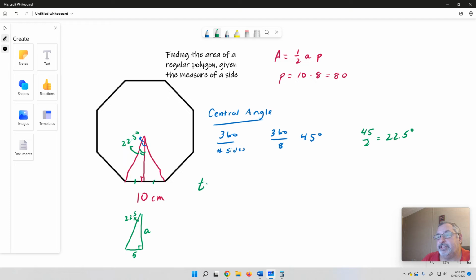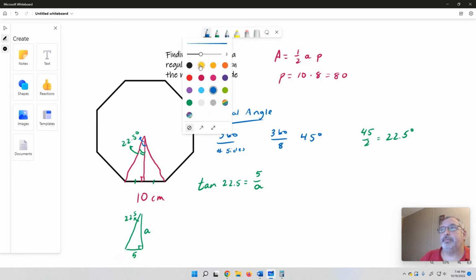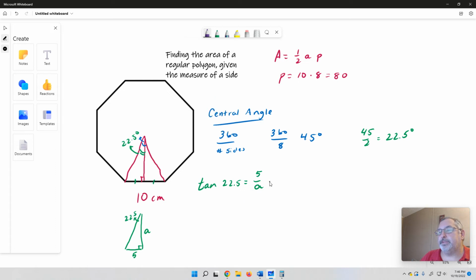This involves the tangent ratio, because tangent is opposite over adjacent. So this is going to be the tangent of 22.5. I know the opposite is 5. I know the adjacent is the value I'm looking for, A. We're just going to do some manipulation of the equation here. We're going to multiply both sides by A to get A times the tangent of 22.5 equals 5. And then we're going to divide by the tangent of 22.5.